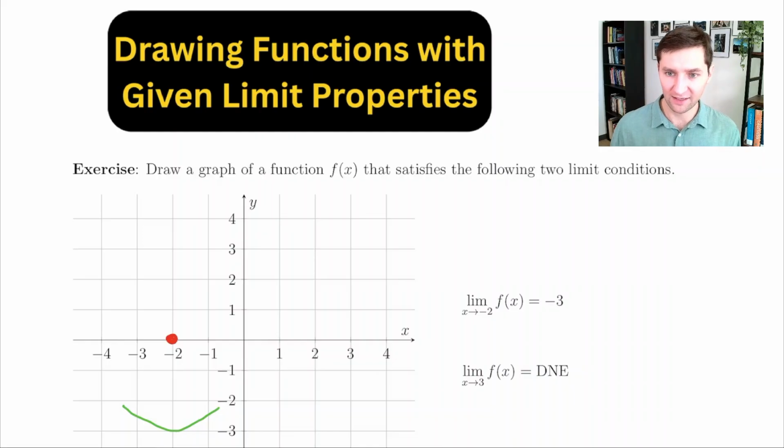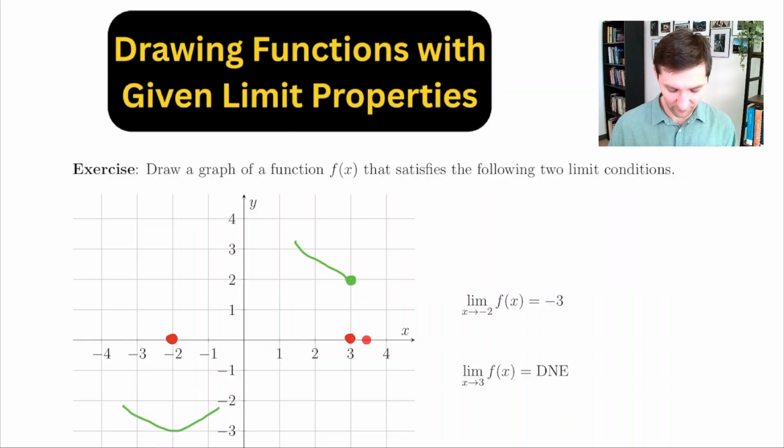Let's take a look at the second condition. The limit of this function as x approaches 3 cannot exist. I find x equal to 3 on the x-axis. To make sure that the limit does not exist there, I will make sure that as the inputs approach 3 from the left, I get some value, and as the inputs approach 3 from the right, I get a different value. For example, as x's approach 3 from the left, I will make sure that the values of my function get closer and closer to 2.